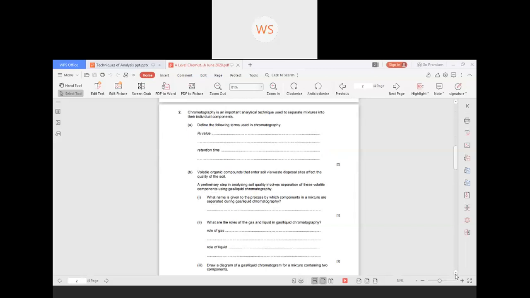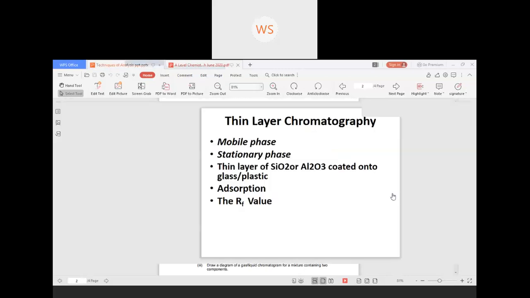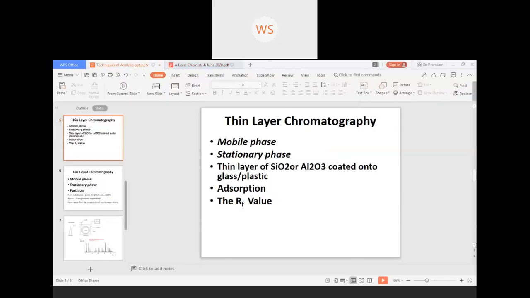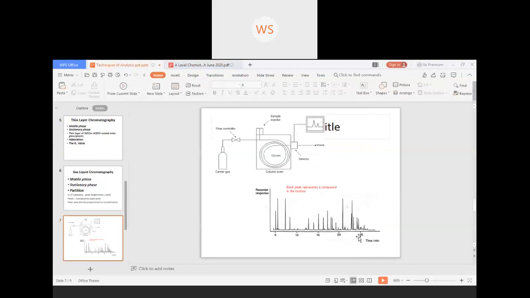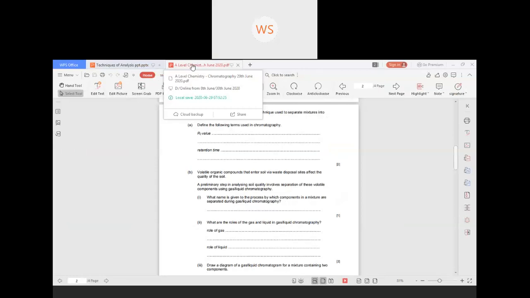This one I'm not so sure. Retention time occurs with GLC. So retention time is the time between injection and detection. So there is a time between injection and detection, so it's almost like the RF value, just with a different measure.